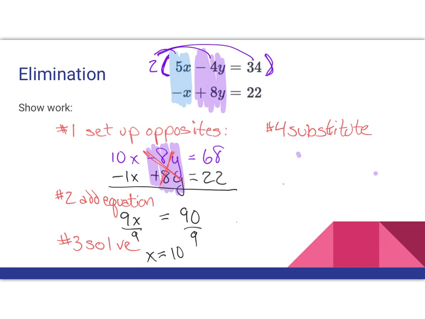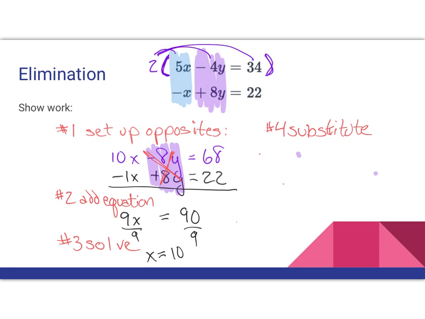Logan, which one did you pick? Top or bottom? Bottom? Okay, that works. I probably would pick that too because even though it's got that negative x, it doesn't have a coefficient, so it's going to keep the numbers smaller. But it'll work either way.